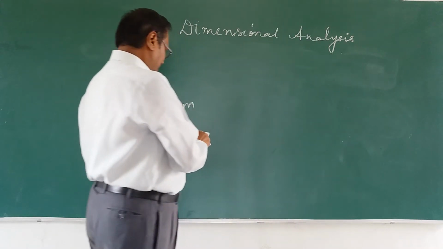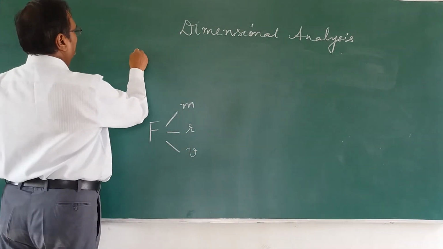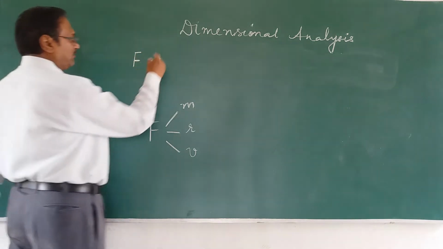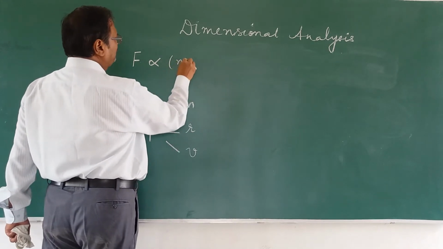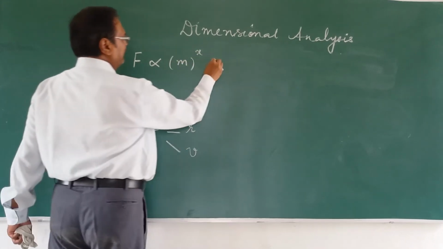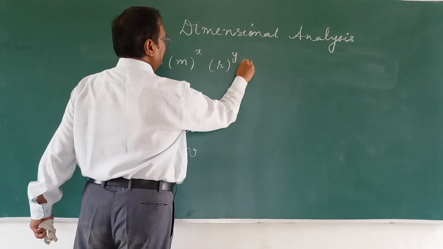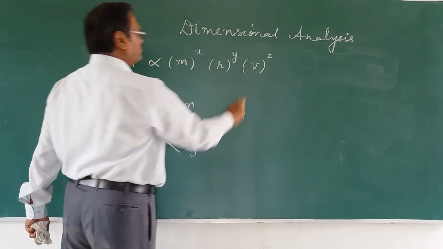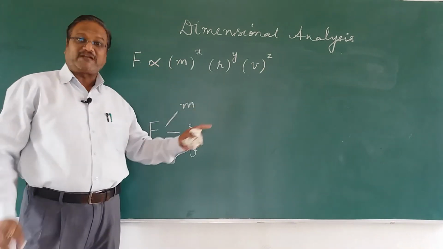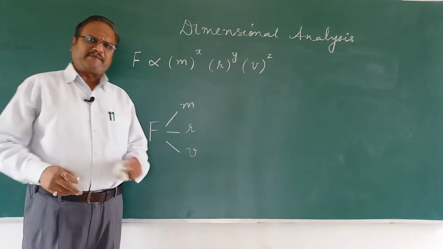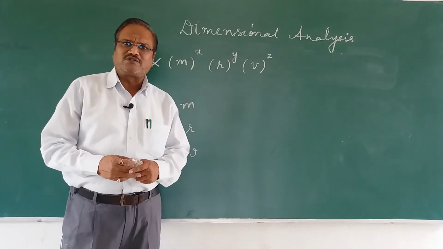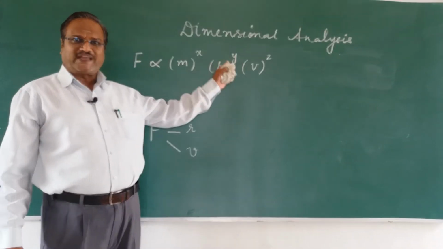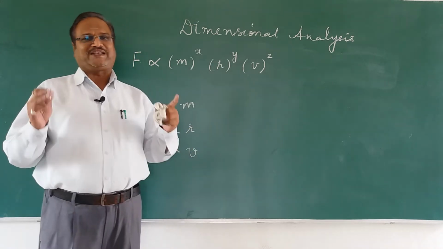Yeah. So, how will I make an equation? The force is proportional to, it depends on, but we don't know how many times: mass power x, radius power y, and velocity power z. Let us say it depends on these three factors, but we don't know how many times. It can be square, it can be square root, it can be anything. So we have to keep that in mind. So x, y, z is what we need to calculate.